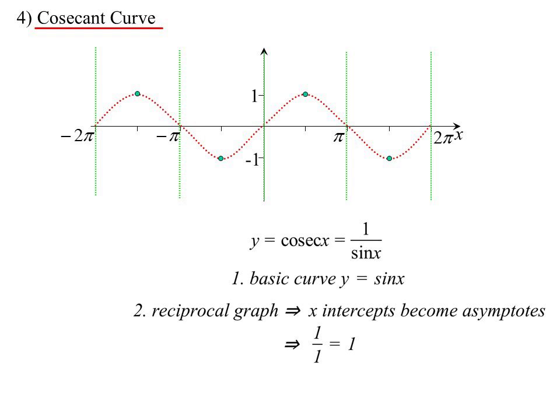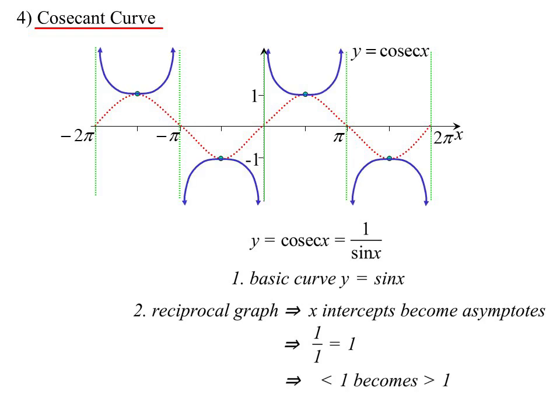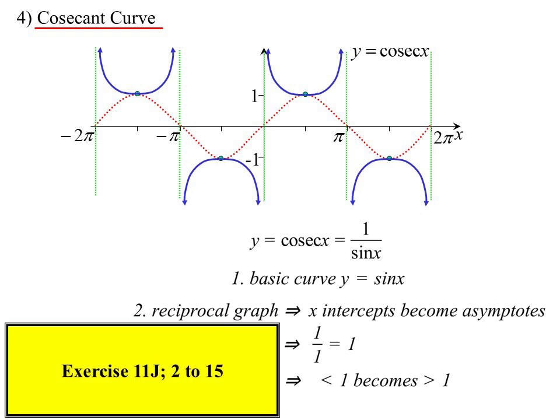So all those points will remain, but anything that's less than 1 will become bigger than 1. Also, we know anything that's increasing becomes decreasing and things like that. We end up with all these U shapes. They're not parabolas, but they're just U shapes in each of those sections. All right, that'll do it.